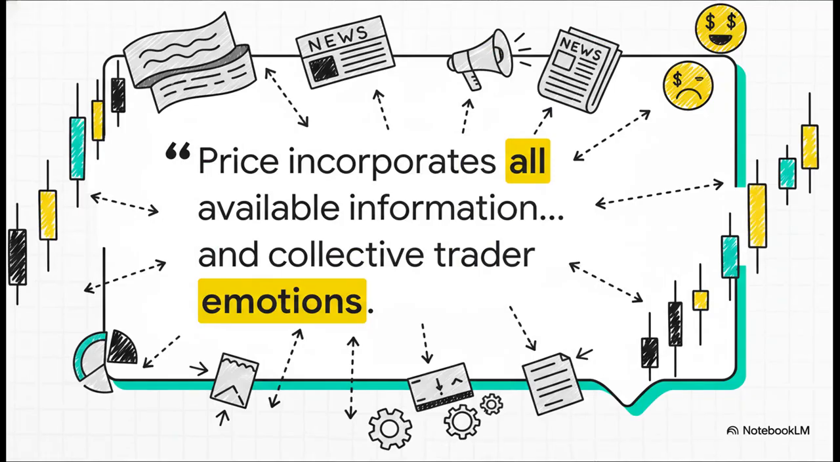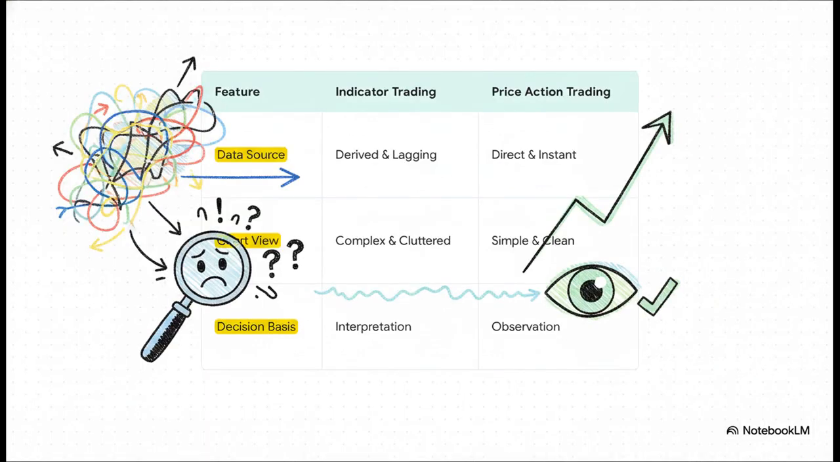And this is the key principle that makes it all so powerful. The idea is that every single piece of information out there, from a big news announcement to the quiet moves of giant institutions, it's all reflected instantly in one place, the price. So when you learn to read the price, you're pretty much reading the market's collective mind. How cool is that? And this chart just lays out the difference perfectly.